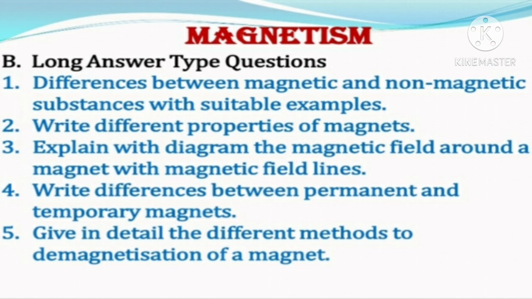Question number 5. Give in detail the different methods of demagnetization of a magnet. The different methods of demagnetization of a magnet are heating the magnet, hammering, and exposing the magnet to alternating current.